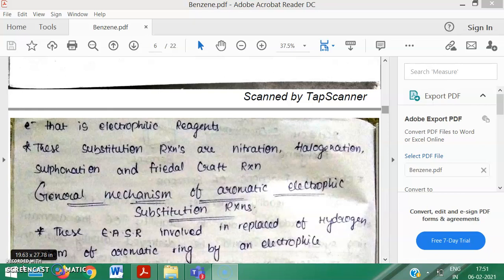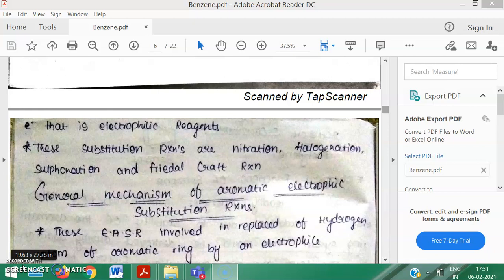During aromatic electrophilic substitution reactions, benzene is aromatic; it has delocalized pi electrons. Why does benzene undergo electrophilic substitution? Benzene is rich in pi electrons, so it can readily give electrons to an electrophile, an electron deficient compound. That's why it undergoes electrophilic substitution reactions.